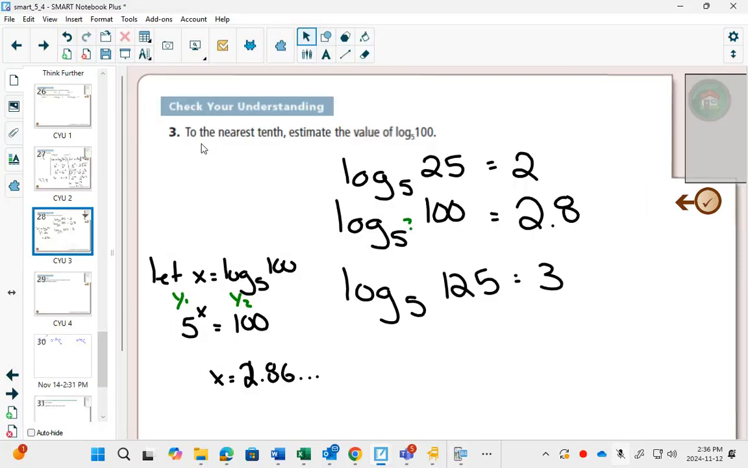All right, questions for practice on this one are 13 and 15.